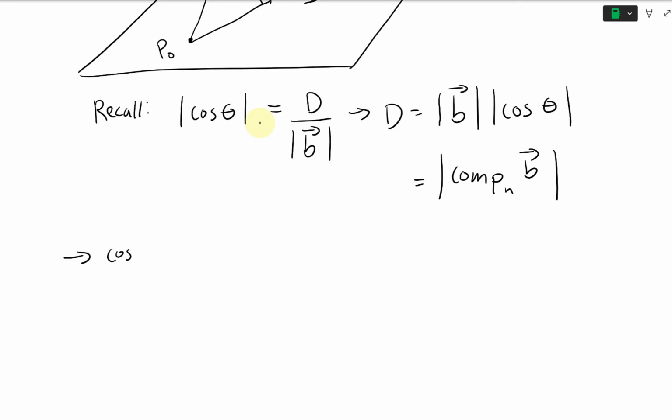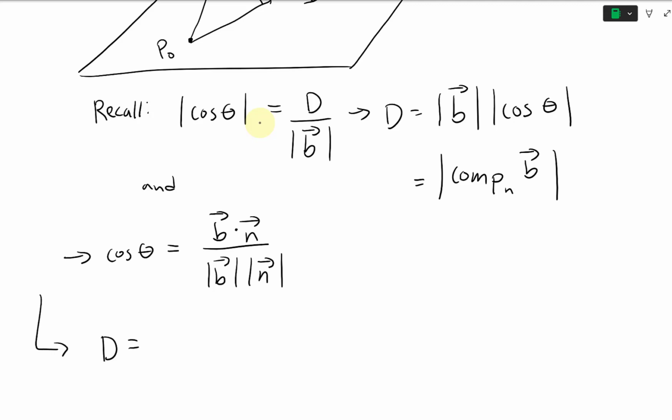Remember that cosine theta is equal to the dot product of b and n, the two vectors with the angle between them, divided by the length of b times the length of n. So then, putting this all together, what we end up getting is d equals this right here, the comp, the scalar projection. This is just the notation of how it's written. So this is the component of b onto n. I believe that's how it's pronounced.